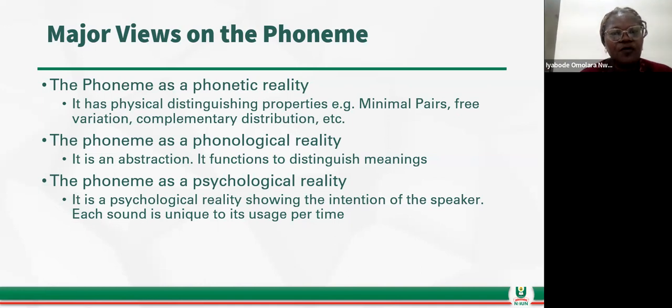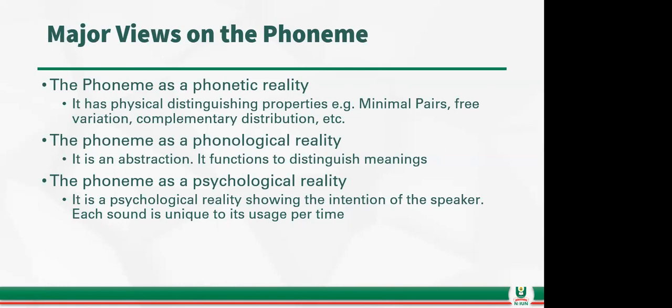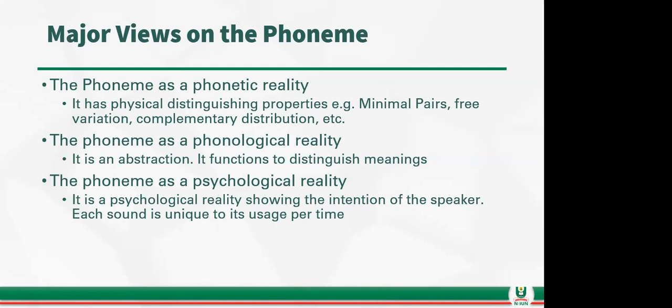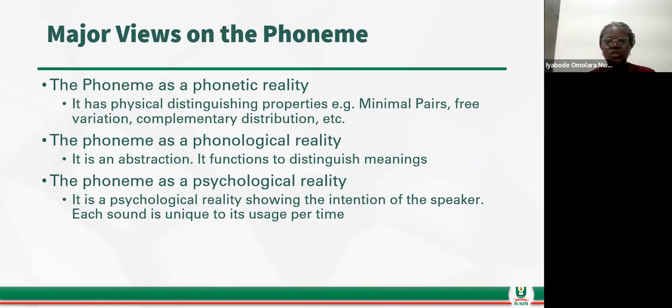Okay, so let's look at major views on the phoneme. We have basically about 3 views that were expanded. We had the phoneme as a phonetic reality, then the phoneme as a phonological reality, and then the phoneme as a psychological reality. So let's look at them one after the other. Now, when you look at the phoneme as a phonetic reality, what do you mean? You are talking about it having physical and distinguishing properties, like you have in the minimal pairs.